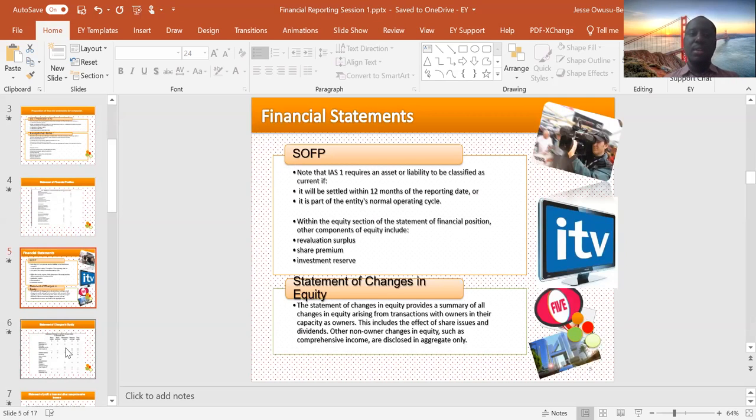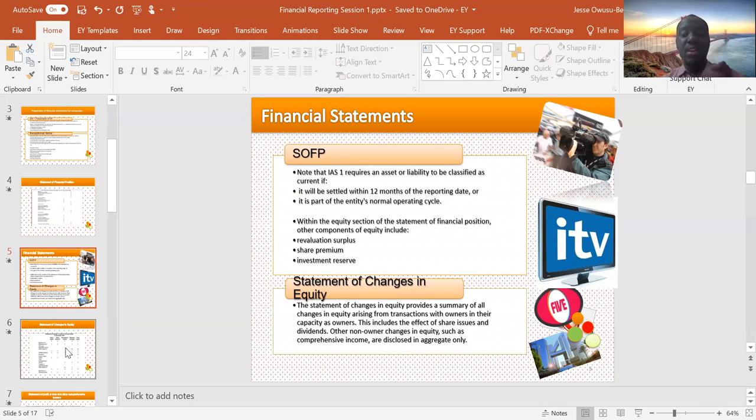This is very, very important. So let's talk a little bit about classification of an asset and liability. Fortunately, IAS 1 gives us that information. So note that IAS 1 requires an asset or liability to be classified as current. So when we say a current asset, current liability, what does it mean? It means that it will be settled within 12 months of the reporting date.